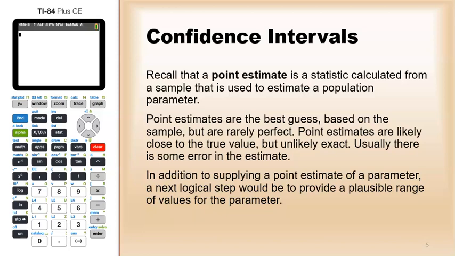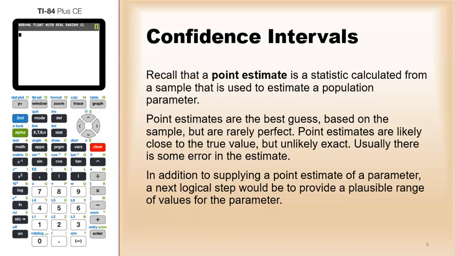So for instance, if I flip a coin 100 times, it's unlikely I'll get exactly 50 heads and 50 tails, but I'll probably be pretty close to 50%. So point estimates are likely close to the true value, but unlikely exact. So there's usually some kind of error involved in the estimate, just from random chance.